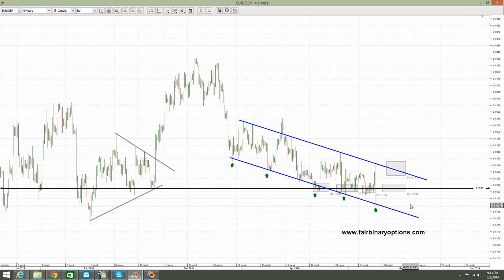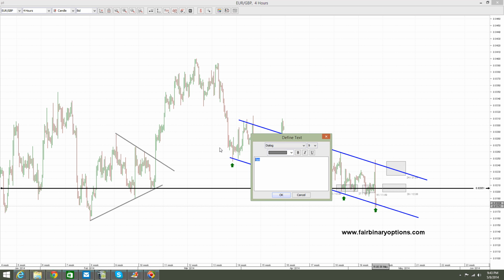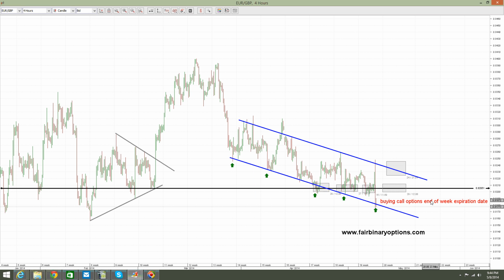So let's write on the screen that what I'm looking at here is buying call options, end of week expiration date, right here, right now. That means that actually I'm buying the call options with expiration date being this Friday, when the US markets are going to close.